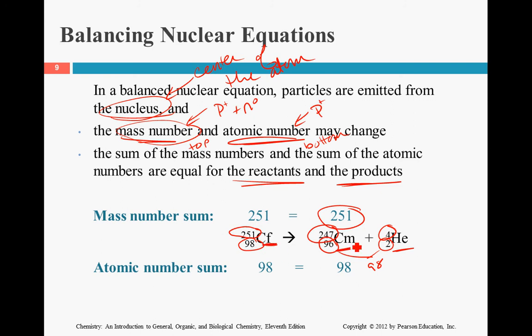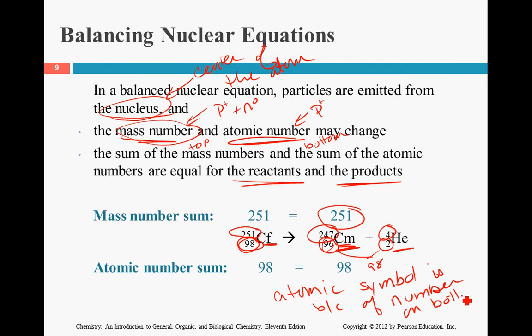The letters changed, and that is because the atomic number changed. So the atomic symbol has to follow the atomic number. The atomic symbol is determined by the number on the bottom, not the number on the top. So when you're looking at the periodic table, that's what you're going to be looking for.